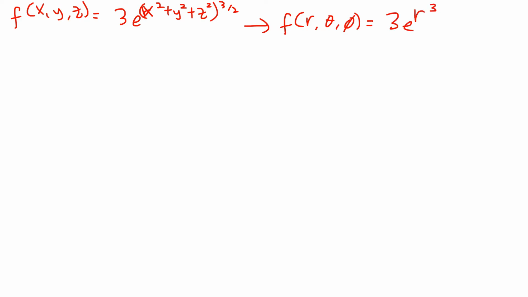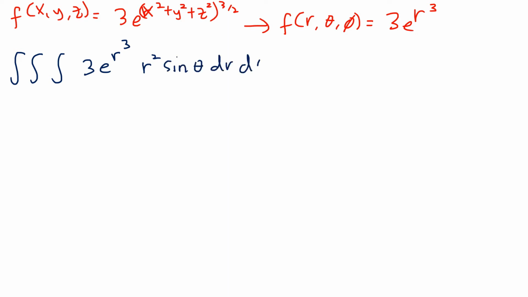Now you have previously already converted the function f(x, y, z) of 3 exponential (x squared plus y squared plus z squared) power 3 over 2 to be f(r, theta, phi) of 3 exponential r cubed. We consider the polar coordinate of sphere and substitute into x, y, and z. So we have 3 exponential r cubed. Now, this means that you are going to integrate 3 exponential r cubed, and the dV based on the polar coordinate of sphere is r squared sine theta dr d theta d phi.